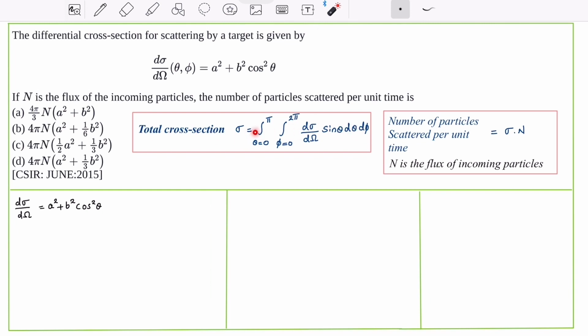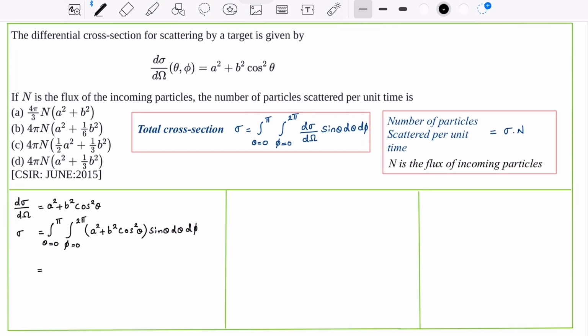Now what is total cross-section? It is integral 0 to pi, integral 0 to 2 pi, d sigma by d omega, sin theta d theta d phi. So in the present case, what is d sigma by d omega? This is a square plus b square cos square theta. Therefore sigma is equal to integral theta is equal to 0 to pi, integral phi is equal to 0 to 2 pi, a square plus b square cos square theta, then sin theta d theta d phi.